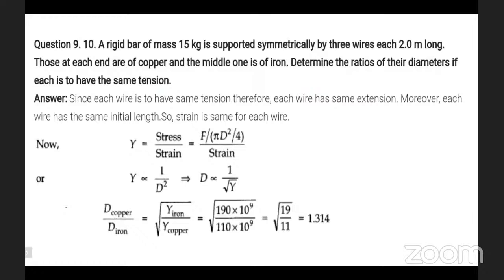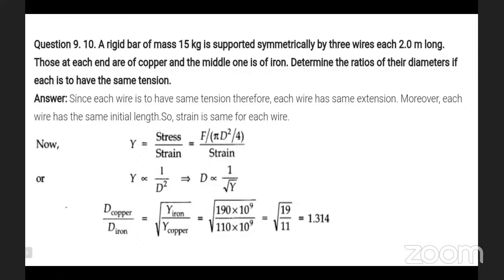So next one. This is also a Young's modulus problem. A rigid bar of mass 15 kg is supported symmetrically by 3 wires, each 2.0 meter long. Those at each end are of copper and the middle one is of iron. Determine the ratio of the 3 diameters if each is to have the same tension. See here, we are using 3 different wires. Since each wire has the same tension, each wire has the same extension. Moreover, each wire has the same initial length, so strain is the same for each wire.